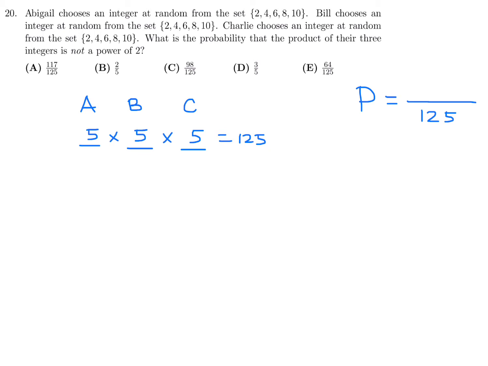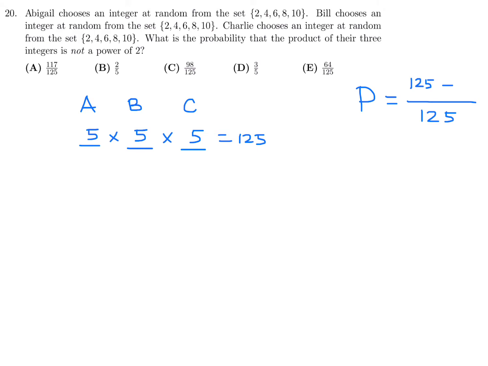Now, we want the probability that the product of their 3 integers is not a power of 2. I think it's easier to count the powers of 2, and then subtract that from 125 to figure out the ones that are not a power of 2. So what I'm really looking for is this number right here. Okay, so let's do that.